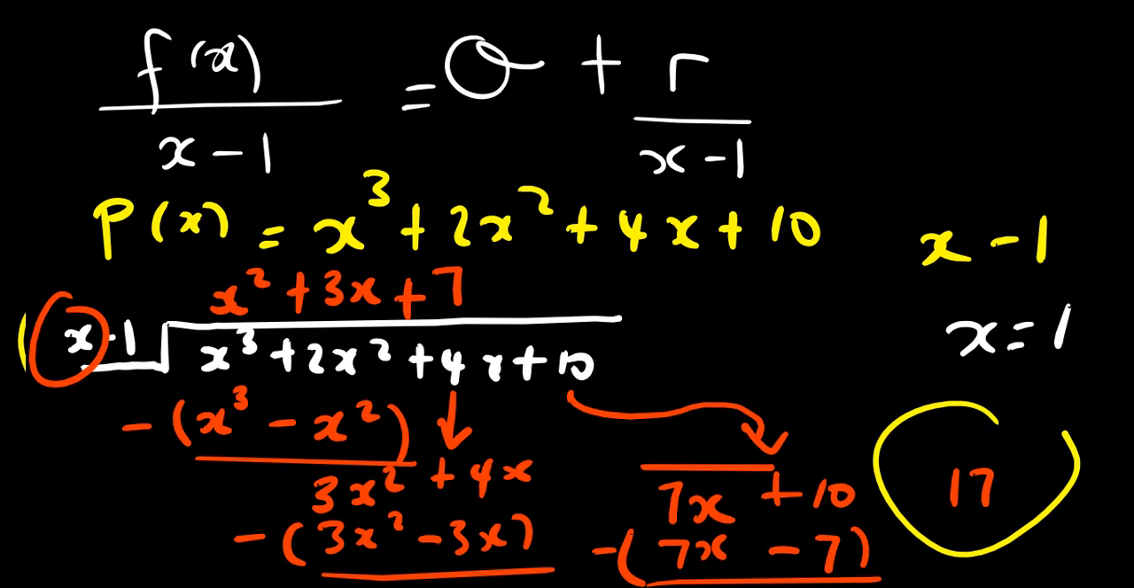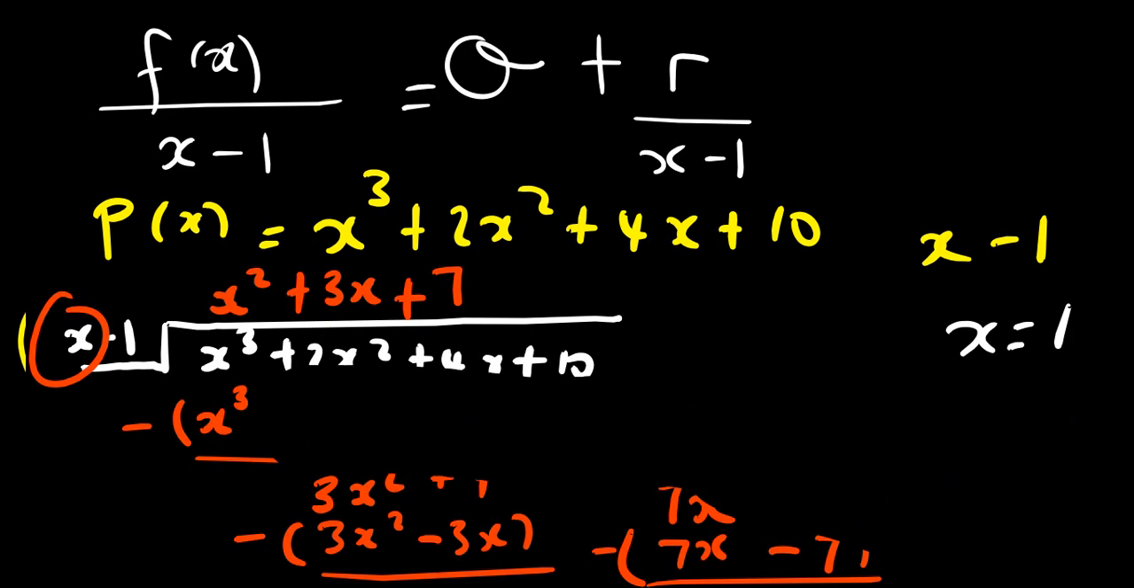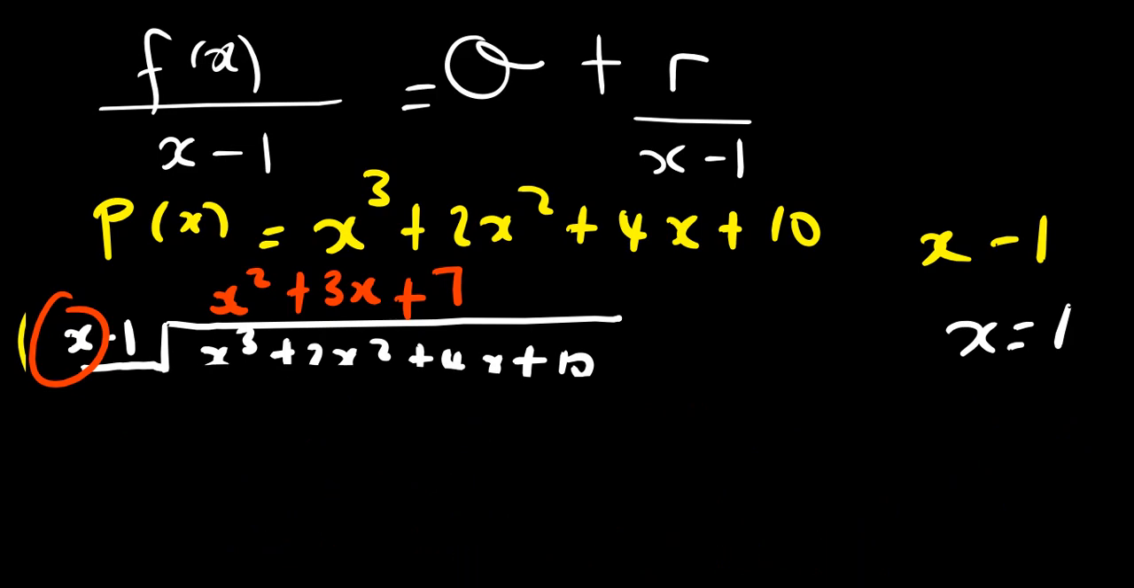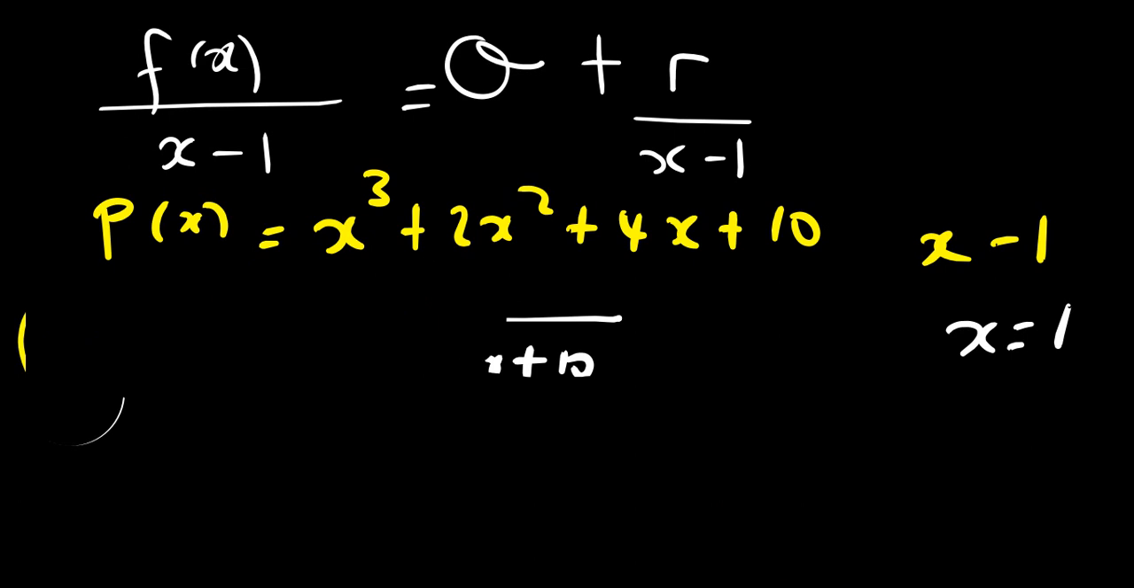So that's how you're going to find it using long division. Now let's talk about the last part. You can also find this using the remainder theory, the synthetic division.